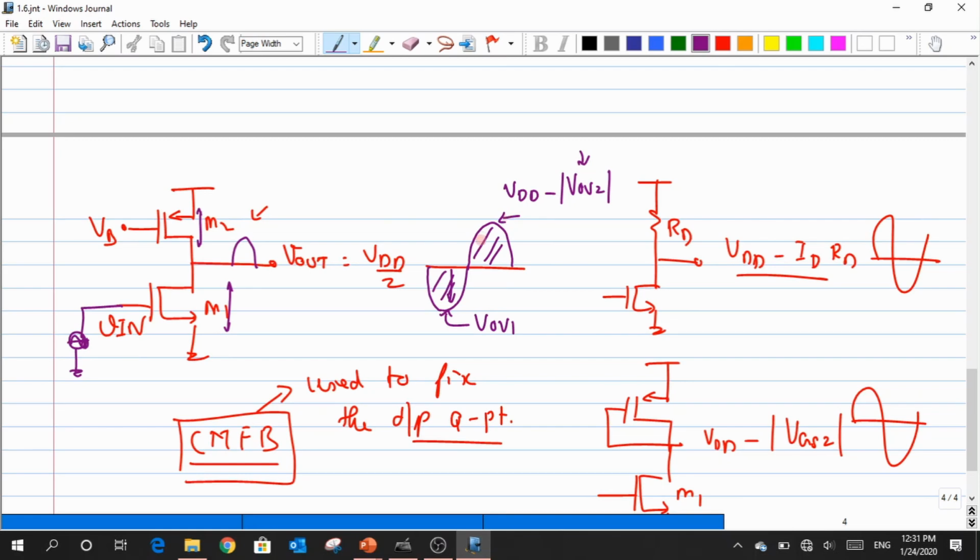Now, what was our previous problem that we had before? In the case of a common source amplifier with diode connected load, what was my VO max in that case? It was equal to VDD minus VTH. Now, this time, what has happened to our VO max? It is VDD minus VOV. Now, which one is good?